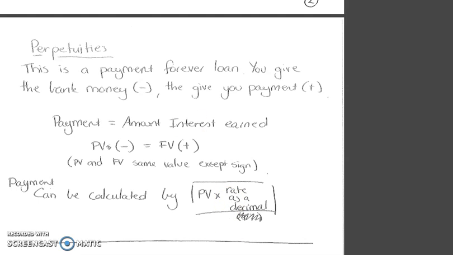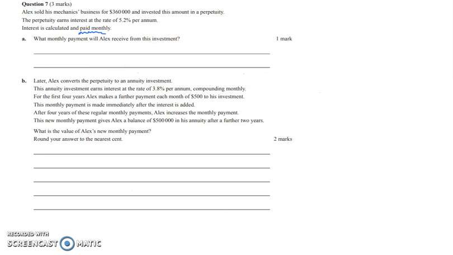So if we go back to the question, what monthly payment will Alex receive for this investment? We can work this out as 5.2% per annum. We need to know what that is per month. So 5.2% over 12 months would equal 0.433 recurring percent per month. So that's very important that we do that calculation first. Then we can turn that into a decimal.